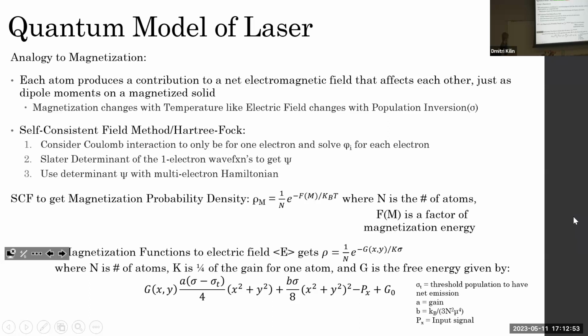Using this method, we get the probability density for magnetization, which is this function, which is very similar to the probability density for electric field. It's identical in form. And in this function, instead of using magnetization energy, we have free energy from our electric field, which is G, given by this long function. And instead of over KBT, we have K sigma, where sigma is our population inversion, K is just a factor of the gain, and N is the number of atoms.